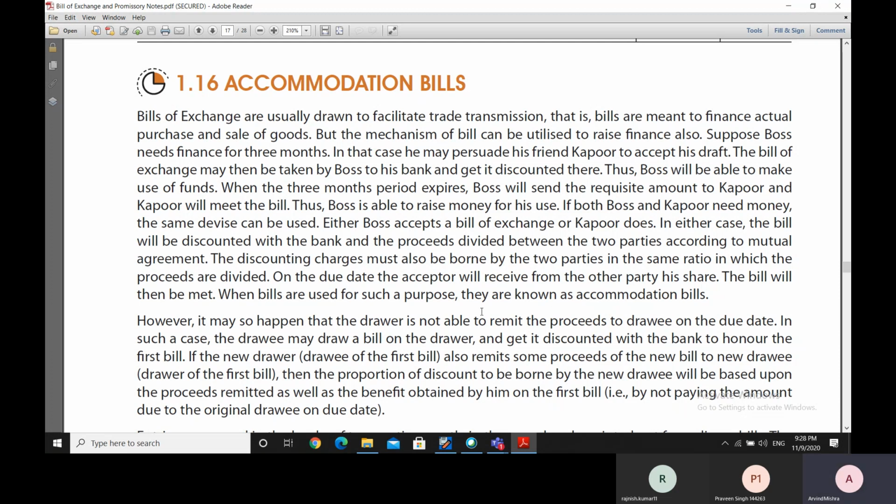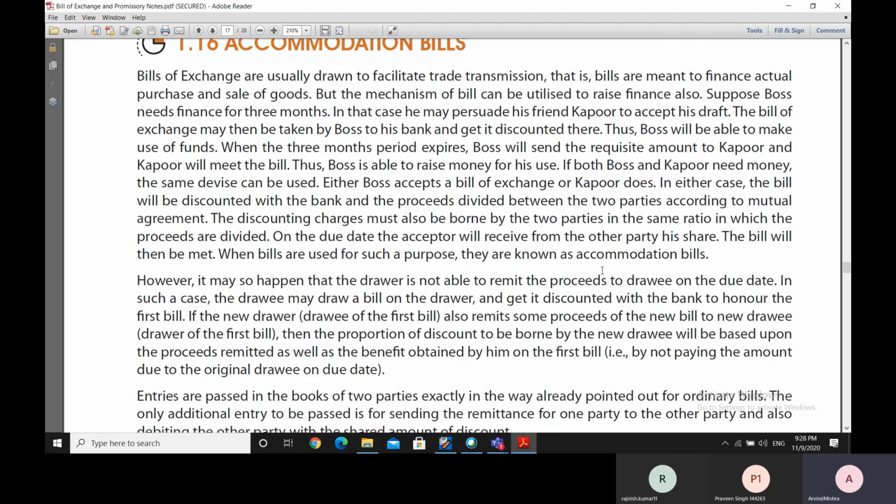However, it may so happen that the drawer is not able to remit the proceeds to the drawee on the due date, because we have to look at all the practical situations. Let's say the drawer of the bill was supposed to remit the proceeds to the drawee on the due date so that he can meet the bill. In such a case, if he is not able to remit the proceeds, the drawee may draw a bill on the drawer, and the drawer will sign that bill, and the drawee will get it discounted with the bank, and having discounted it, he gets the money from the bank, and he uses that money to honor the first bill.